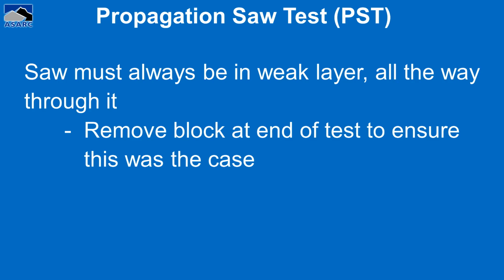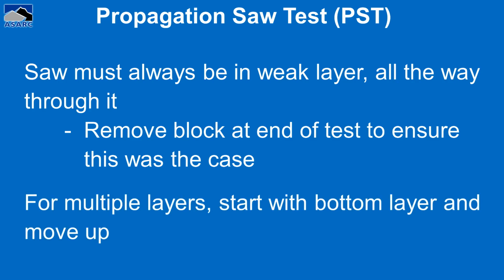Once the test is complete, remove the block and ensure that your saw penetrated the wall behind the test column. If the saw did not completely pass through the weak layer during the test, it should be repeated. If multiple layers are of interest in the isolated column, start by testing the bottommost layer and working up. This provides less possibility of breaking or affecting the column as the tests are performed.